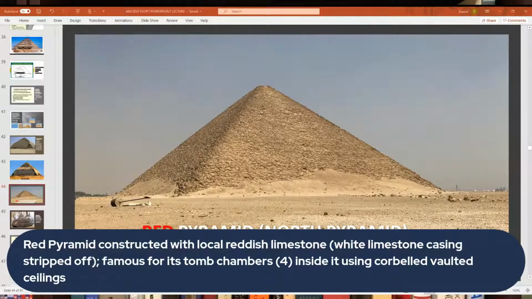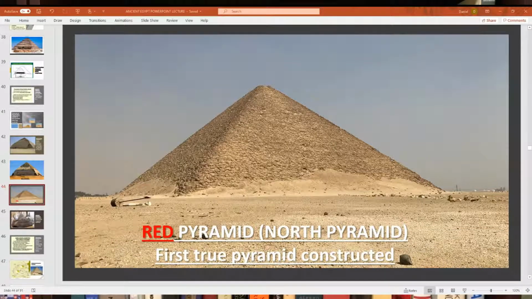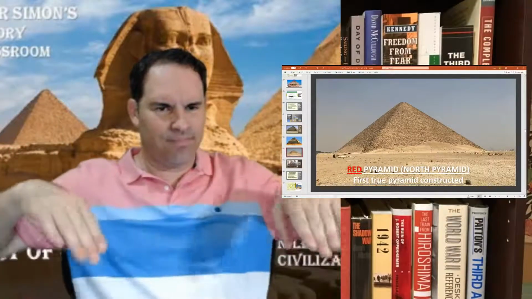Evidently it had reddish iron ore in it, I think, and so it's got this reddish color to it, but you weren't supposed to see it because of the white limestone on it. Of course, since ancient times, that's been stripped off. But it's famous for its tomb chamber, which has 4 of them on the inside. And a lot of the tombs and pyramids have what they call corbelled vaulted ceilings, where the tomb goes up to the top as they put the blocks up. They go up to the top like an arch, basically. That's how they built arches in those days, a vaulted type ceiling.